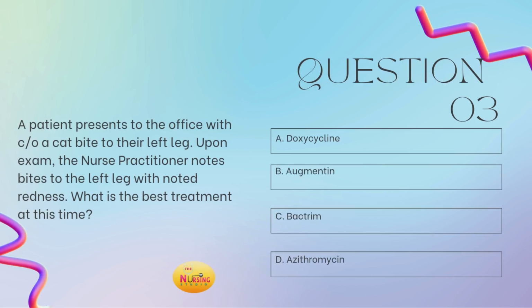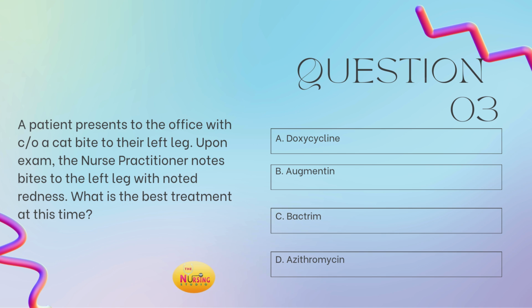All right, and lastly, question number 3. A patient presents to the office with complaints of a cat bite to their left leg. Upon exam, the nurse practitioner notes bites to the left leg with noted redness. What is the best treatment at this time? Is it A, doxycycline, B, augmentin, C, Bactrim, or D, azithromycin? Take a moment to tell me what you got.